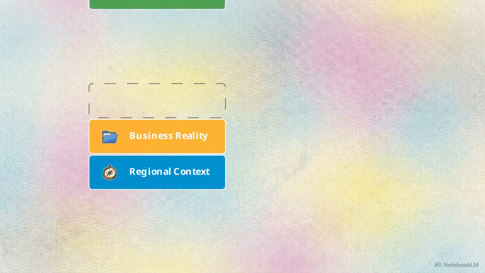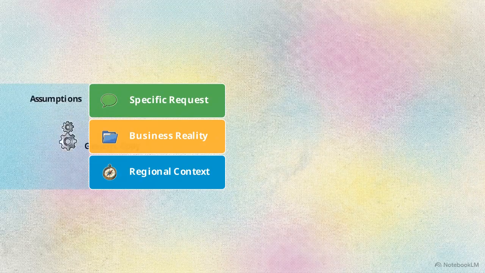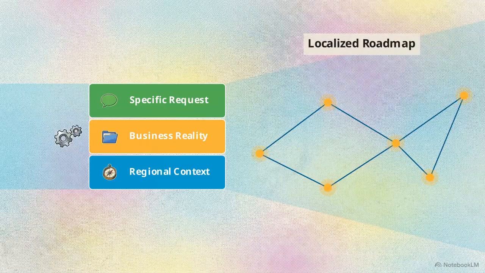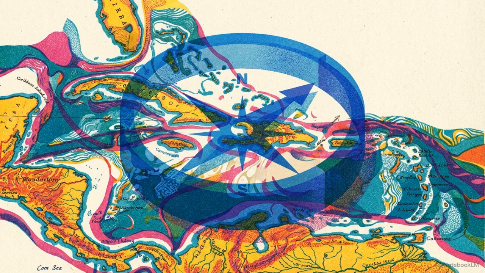The final step is to stack these layers before asking a single question. You paste your regional context, your business reality, and then your specific request. Through this stack, a generic list of marketing cliches becomes a localized roadmap built for your market. Proper stacking transforms a generic guessing machine into an expert advisor that understands your regional constraints.